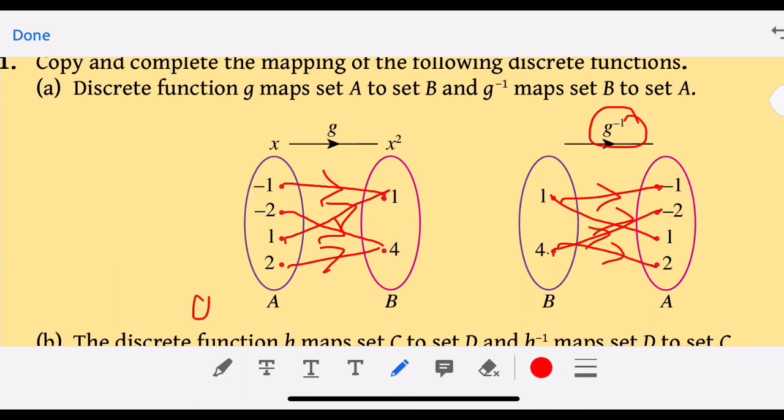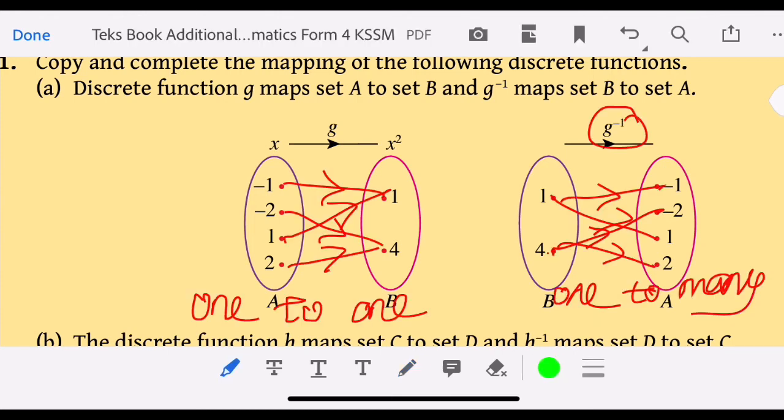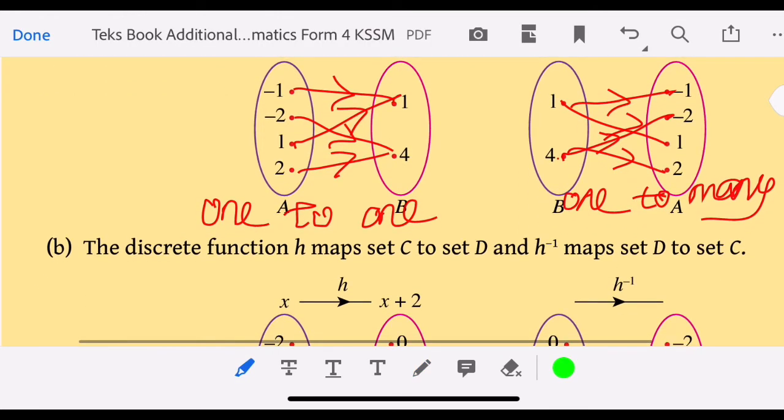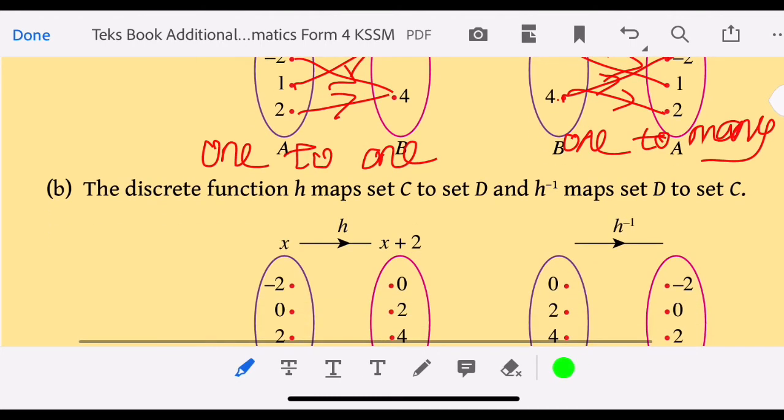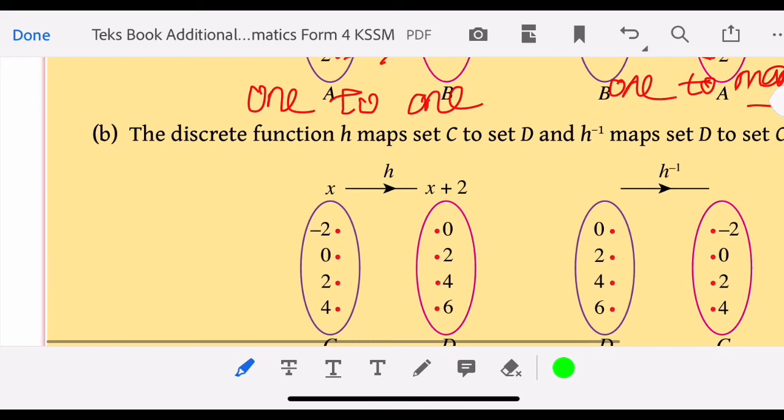So this is a one-to-one relation. This is a one-to-many relation. As I mentioned just now, a one-to-one relation has an inverse. So we will answer the question after this.